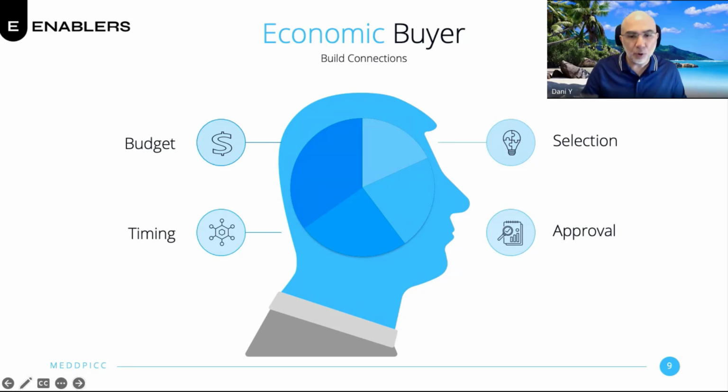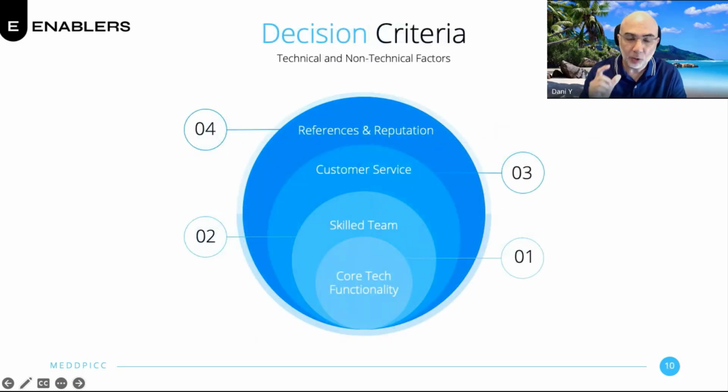For instance, for a CRM solution, the economic buyer is often the head of sales operations or the CEO him or herself. On the other hand, for an ERP solution, the economic buyer is often the CFO or the head of finance. The first D in MEDDPICC represents the decision criteria. And this includes factors like price, functionality, or even reputation.